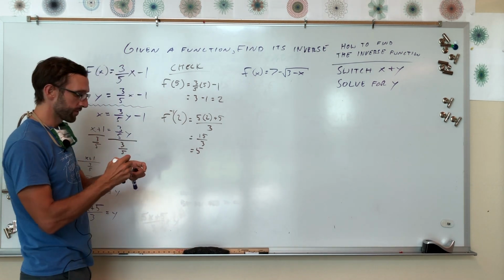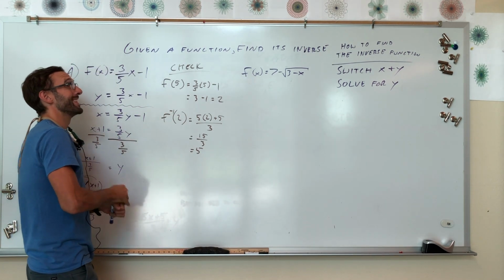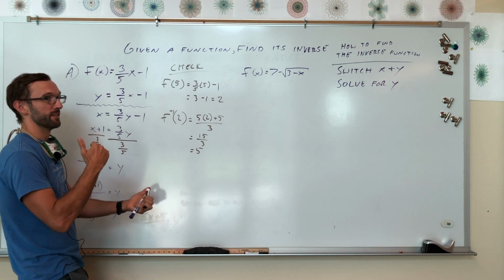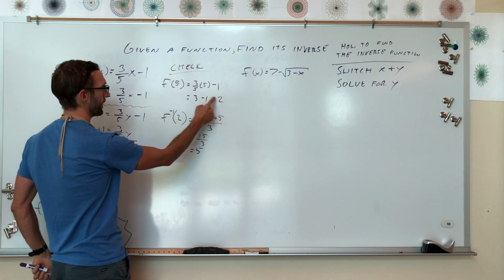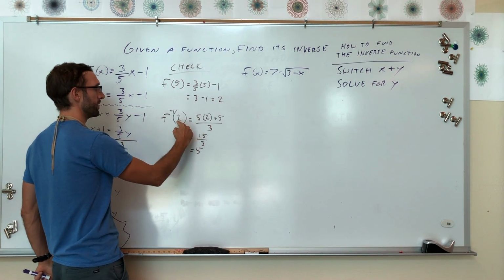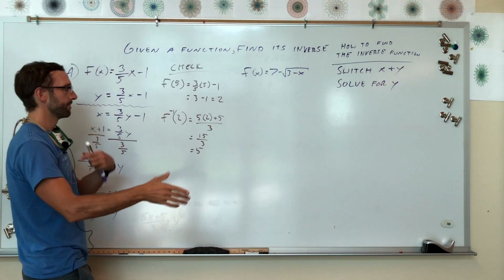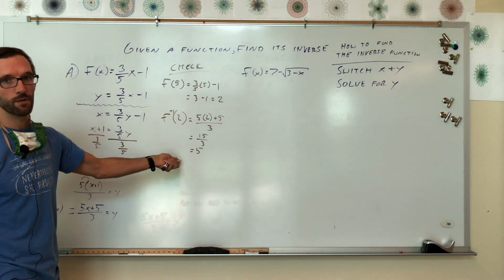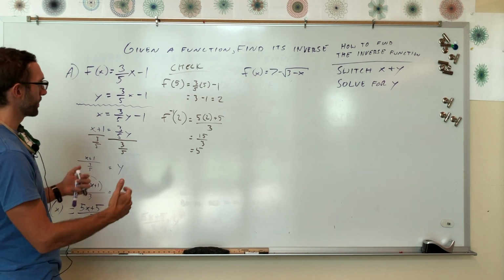So this is what an inverse function does. It undoes what the other function does. Input 5, we got out 2. In the inverse, we put in 2, we get out 5. Look at that. So I always recommend to check your work.